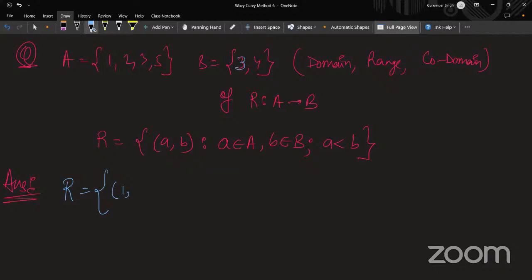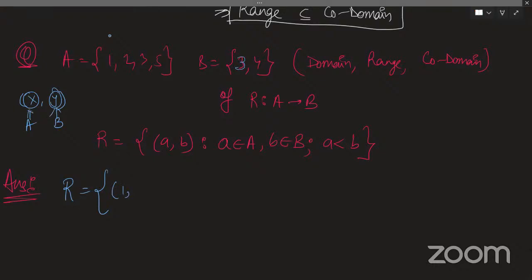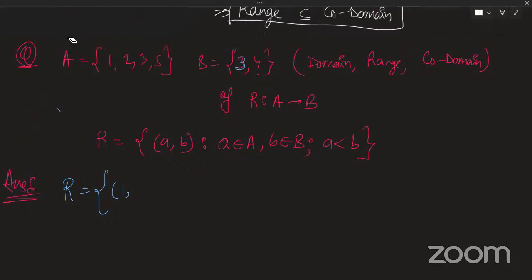Just think once. When you are writing something like this, x has to be from A, and this y, the second element, has to be from the second set. Now think. 3, sir. 1, 3. Yes, correct. 1, 3. Okay, tell me more entries. 2, 3. Okay. 1, 4, sir. Correct. 2, 4. 3, 3, sir.